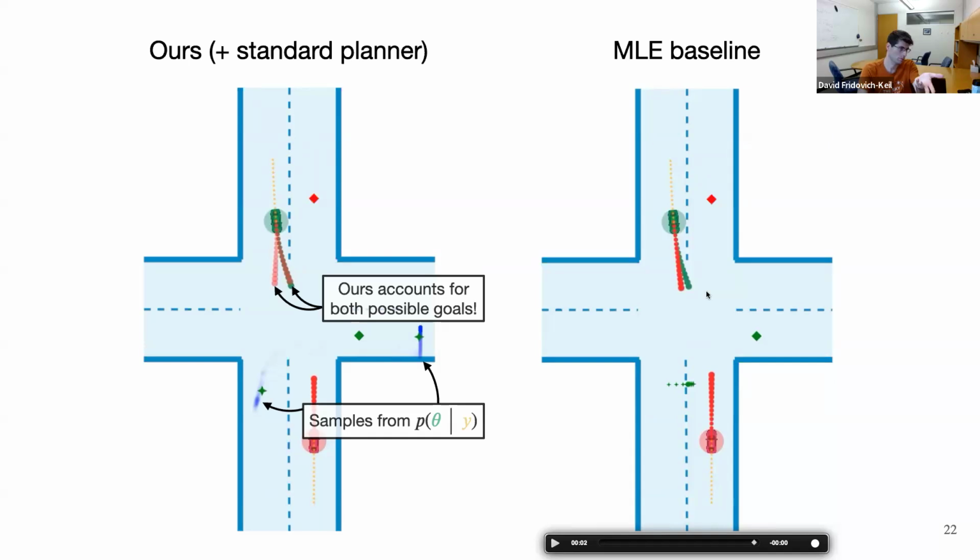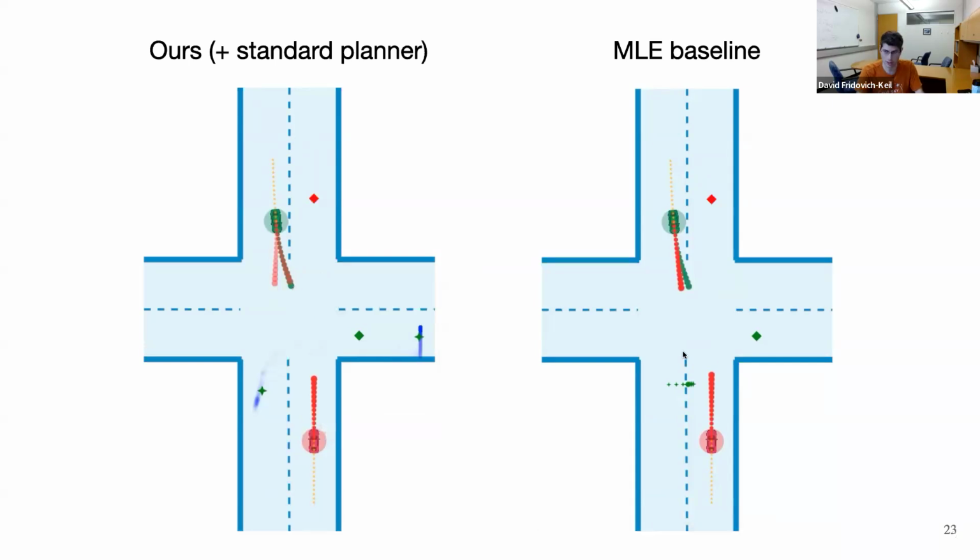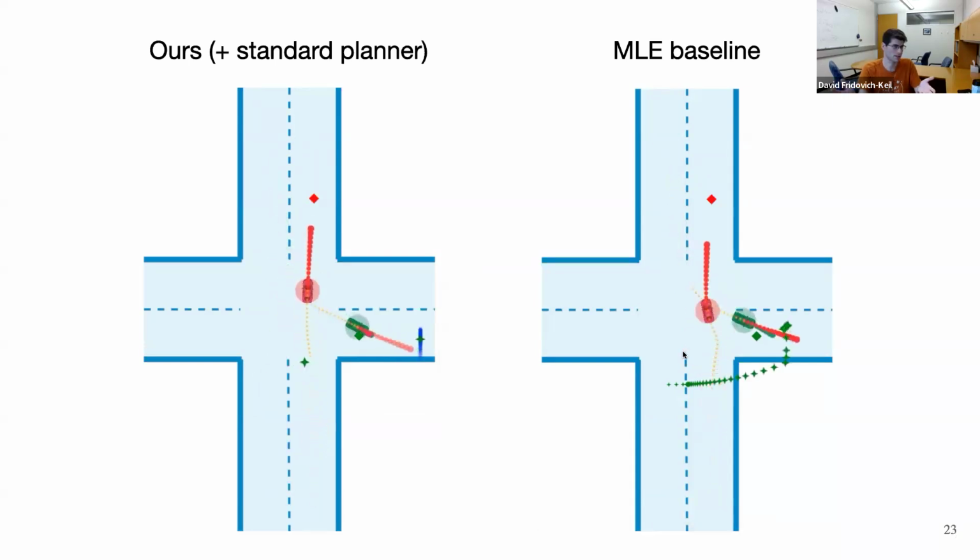So early on, basically the MLE planner can't figure out what's going on, so it's bad. And then as I unpause, you see we had to make this late avoidance maneuver to avoid the collision, super unsafe.